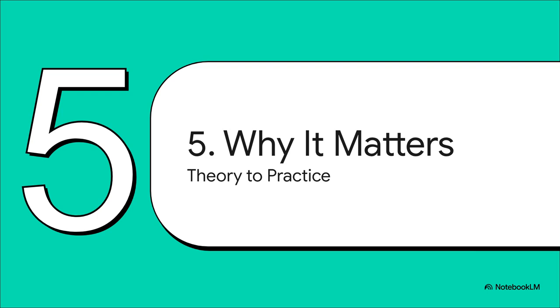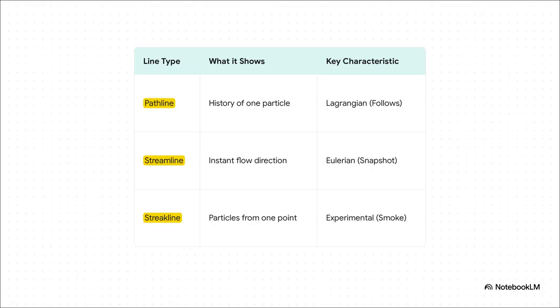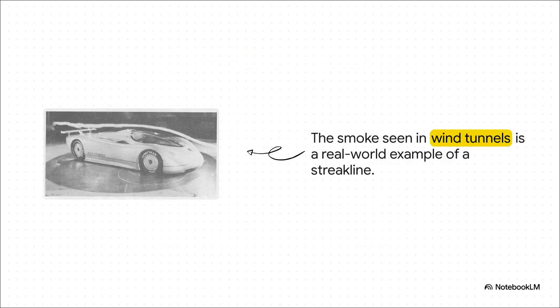So let's pull all this theory back into the real world. Why do we, as aerospace engineers, have to care so much about these picky definitions? This little table right here is your cheat sheet. Honestly, it's a great way to lock in these ideas. A pathline is Lagrangian. It's the history of one particle. A streamline is Eulerian. It's a snapshot of the whole field. And a streakline is what we see in experiments with smoke or dye, showing us a collection of particles from one spot. And this brings us right back to where we started.